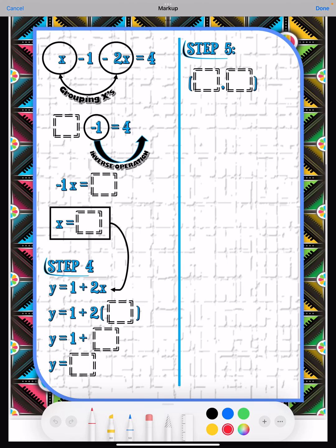Then I can combine my like terms. If I've got 1x here minus 2x, that's negative 1x, or just negative x if you prefer that. And then also my -1 and my 4 are like terms, but they're on opposite sides. So I've got to move this -1 over, and it becomes +1. And 4 plus 1 is 5. So I'm almost finished. -1x is equal to 5, so I'm going to divide both sides by -1 and get that x is -5. That's going to go in my first box.